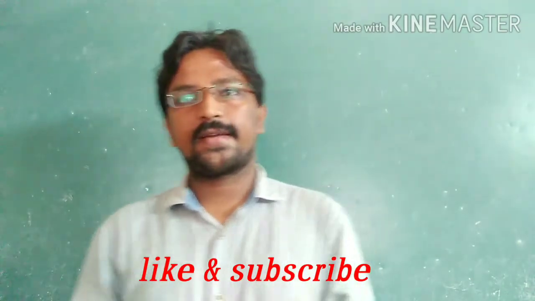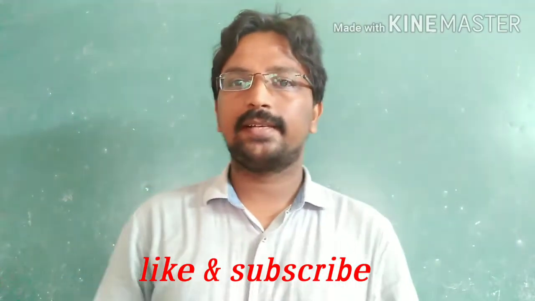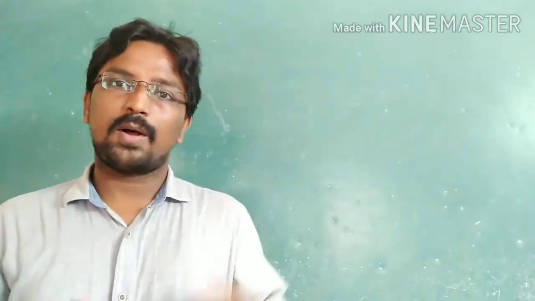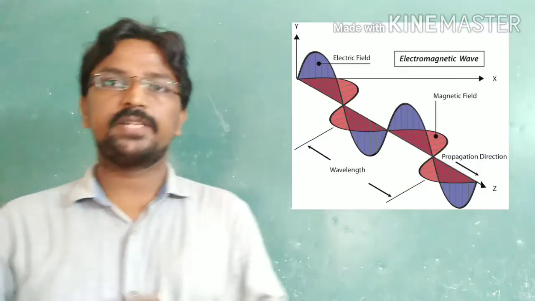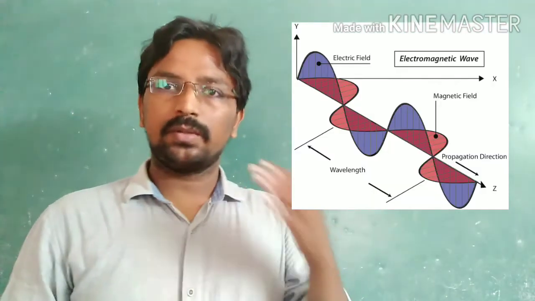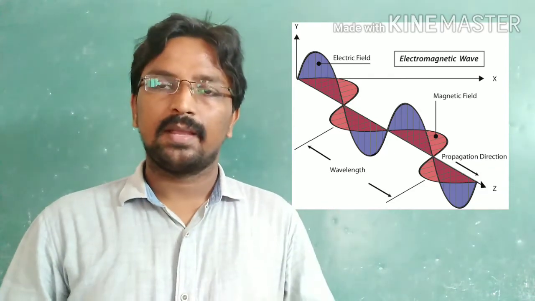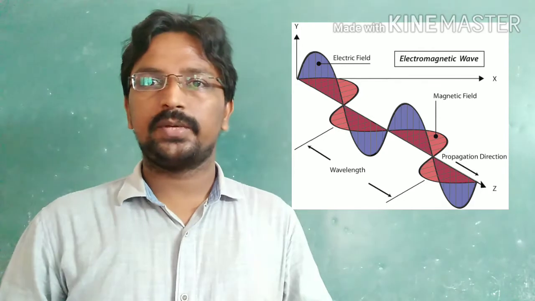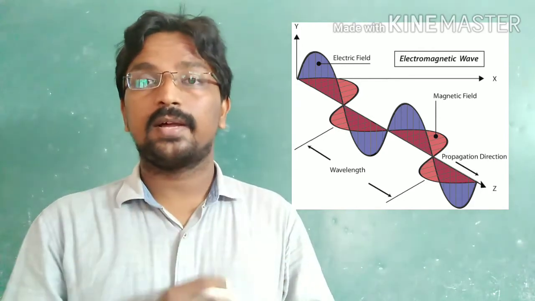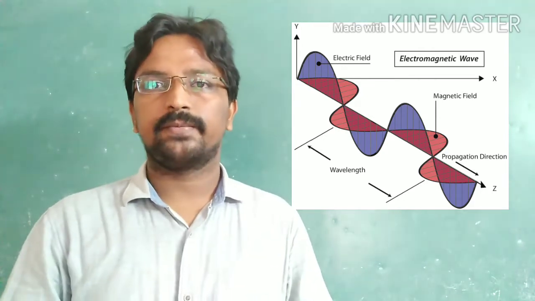In the last class, we saw about the electromagnetic wave. How is the electromagnetic wave formed? It is formed by the vibration of electrical charges. Due to the vibration of electric charges, it creates an electric field and a magnetic field. These two are perpendicular to each other, and at right angles to the direction of propagation of the wave, right?